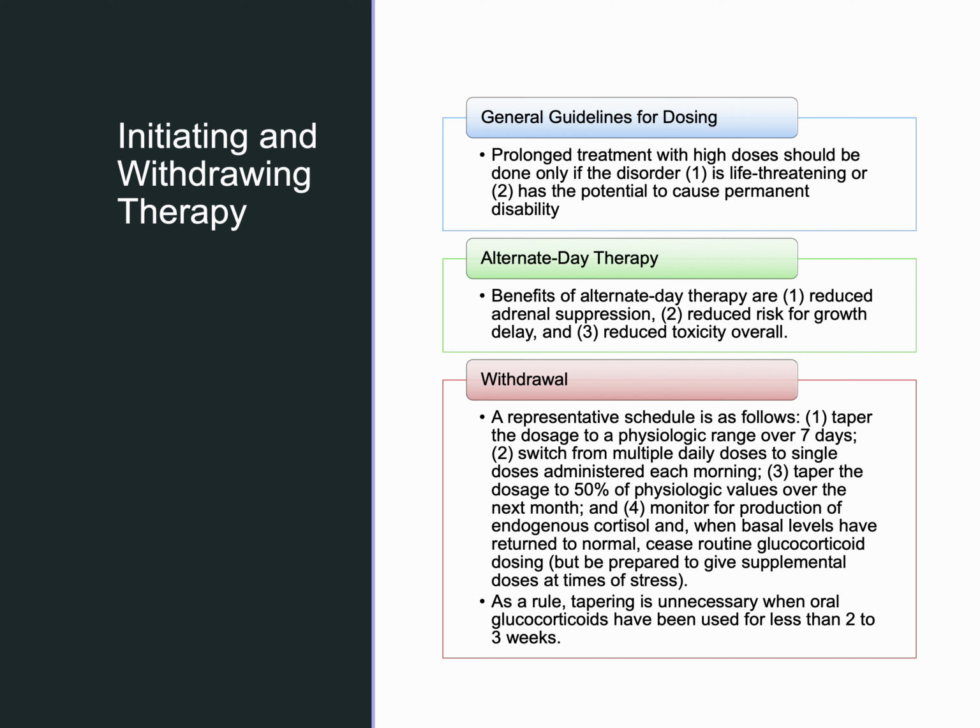The other thing I want to bring up before we go into more of the withdrawal is that, in lieu of taking a dose of glucocorticoid every single day, you could do alternate day therapy. And with alternate day therapy, a large dose of an intermediate acting glucocorticoid can be given every other morning. This is in contrast to what a traditional dose would look like: multiple smaller doses administered daily, right? What's the benefit of doing this? First, we can help to reduce adrenal suppression, and we can also reduce the risk for growth delay and toxicity overall. And this is pretty effective too with our pediatric patients as well.